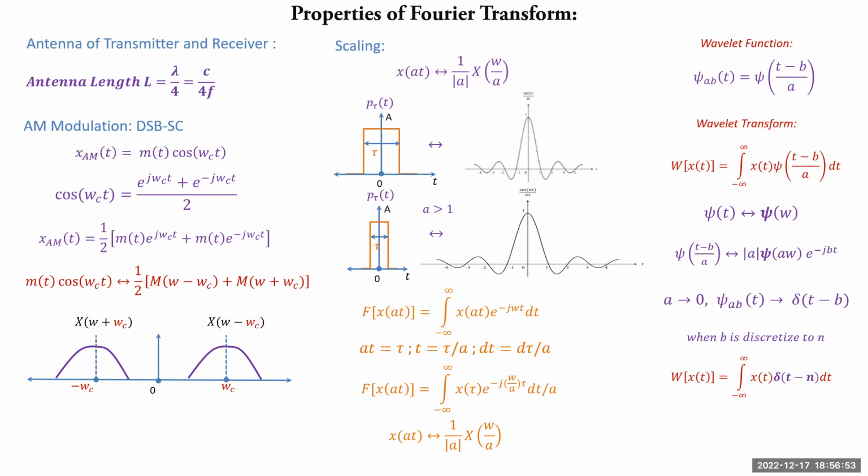Now the product of any function with delta t will exist only at the point of the impulse function. Here the impulse function exists at t equal to n, and therefore x of t will exist only at t equal to n, which will become a constant. It will come out of the integration, and then the final integration is nothing but the integration of the impulse function, which is 1, and hence the wavelet transform becomes x of n.